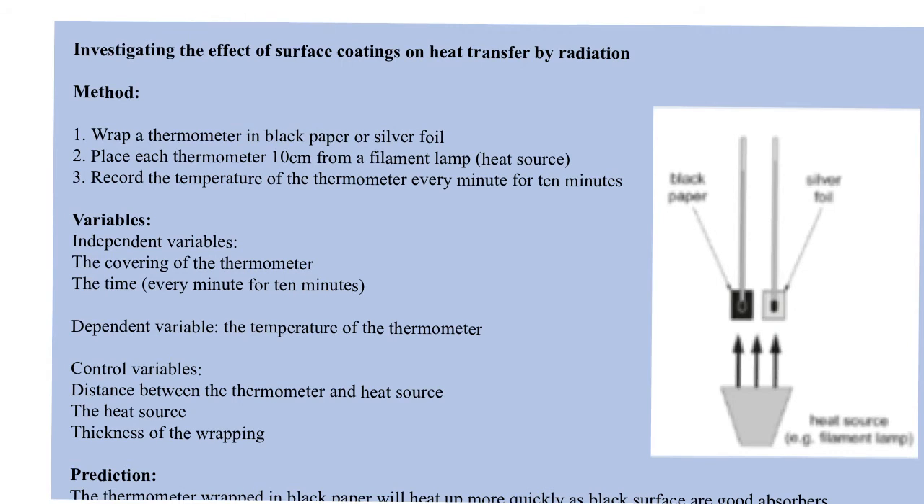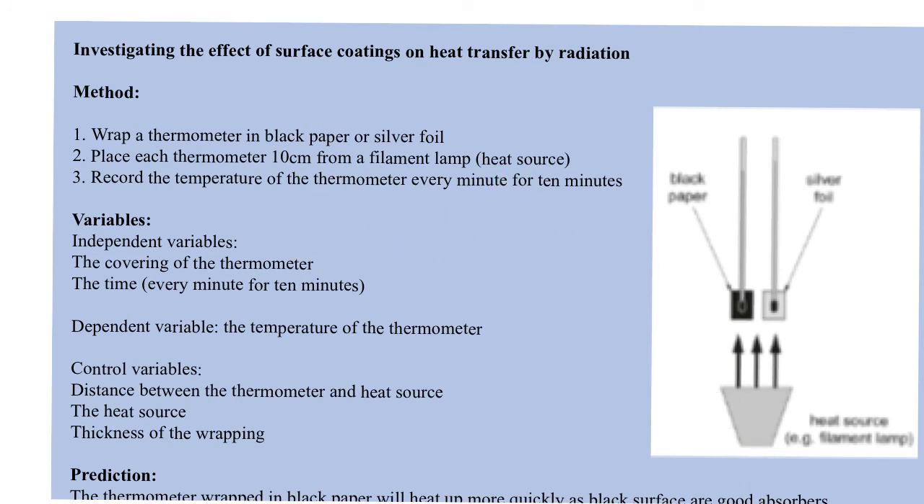But first thing I'm going to do, I'm going to wrap a thermometer in either black paper, which is on the left here, or silver foil on the right. So I'm going to give my material a different surface coating. I'm then going to place each thermometer 10 centimetres from a filament lamp. Now, the really important thing here, it could be 20 centimetres, 30, 40, it could be 1. But I have to make sure that it is exactly the same, either way, from a filament lamp, heat source.